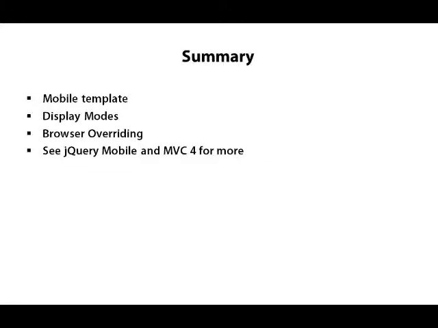In this module, we looked at the features added to MVC4 to support mobile devices like smartphones and tablets. We looked at the new mobile template that uses jQuery Mobile, and we saw how display modes can work to let us render custom views. We also created custom display modes and saw how to let a user override their browser settings to view different versions of the site. If you want to see more mobile development with MVC4, see my jQuery Mobile course where I take an existing MVC application, the ASP.NET MVC Music Store, and I add mobile features so that the site looks good on a small smartphone.